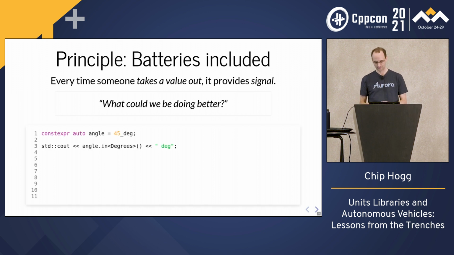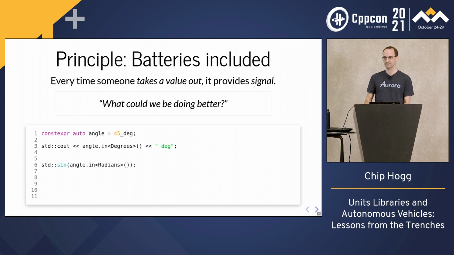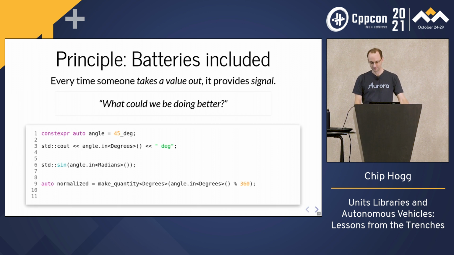Here are some examples. So you'll see streaming the value of the angle in degrees and then manually streaming deg. Taking the sine of the value of the angle in radians. Getting the value out in degrees, normalizing to 360, and then putting it back in. Okay. In every case, these are things the library should support.